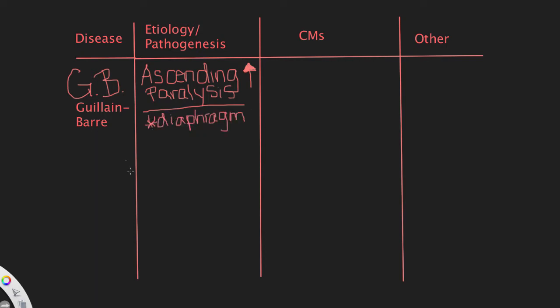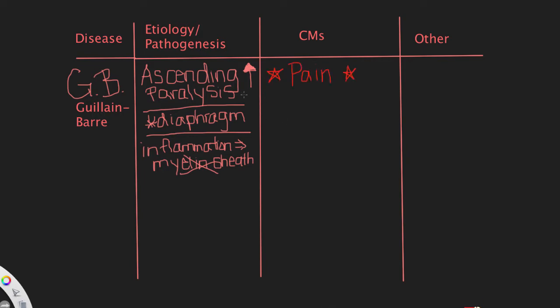Now, some of the etiology to remember with Guillain-Barré is there is a lot of inflammation involved, and that inflammation will destroy the myelin sheath. So the myelin sheath is destroyed or damaged, and that leads to the paralysis and the excruciating pain that the patients feel. Remember, the ascending paralysis is really one of the clinical manifestations.